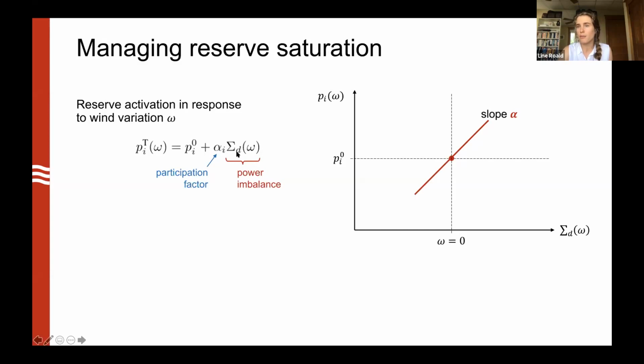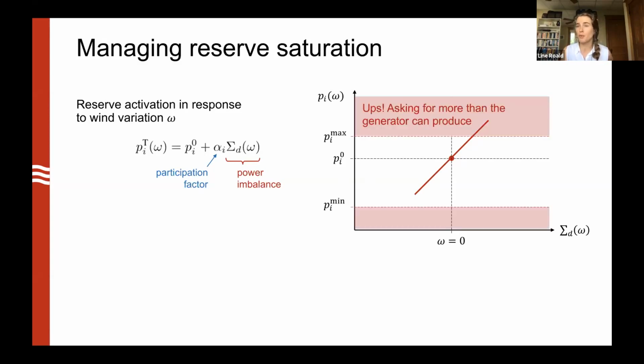When we're looking at this function over here, what you see is that if you think about generation as a function of this power imbalance, we get a linear function, the slope of which is equal to the participation factor. Now, the problem is that generators, of course, also have a generation limit.